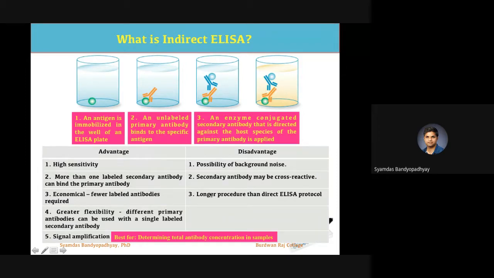And three, the longer procedure than the direct ELISA protocol, because more number of steps means much more time you require to perform this experiment. So that makes the protocol a bit longer, although it is best for determining total antibody concentration present in the sample.